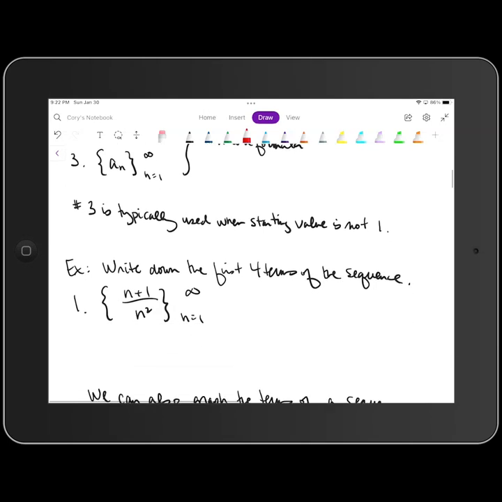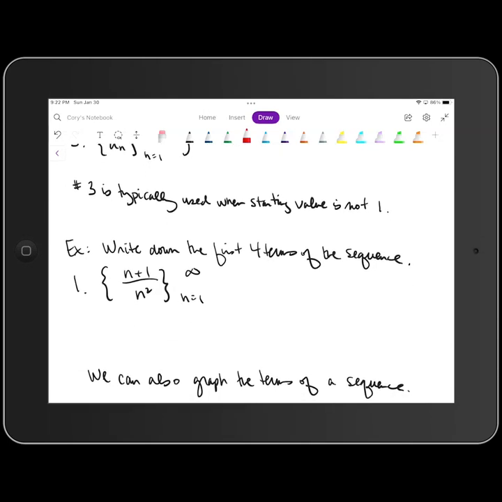Okay, so let's do a quick example involving sequences where the directions ask us to write down the first 4 terms of the sequence. For this example, we're given the sequence generated by the formula (n plus 1) over n squared, starting at n equals 1 and having infinitely many terms. We get the first term by plugging 1 in the place of n. When we plug in 1, we get 1 plus 1, which is 2, divided by 1 squared. 2 divided by 1 is 2.